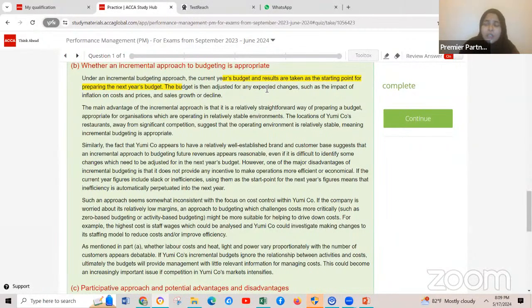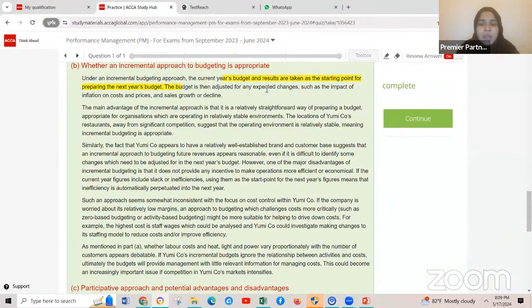Just now one guy is going to enter. Similarly, the fact that Yumiko appears to have a relatively well-established brand and customer base suggests that an incremental approach to budgeting for future revenues appears reasonable, because it's easier for them as well, because they know that they have a very solid customer base.